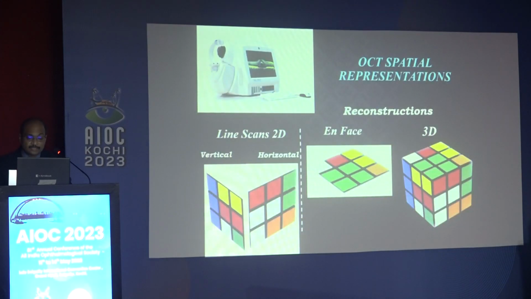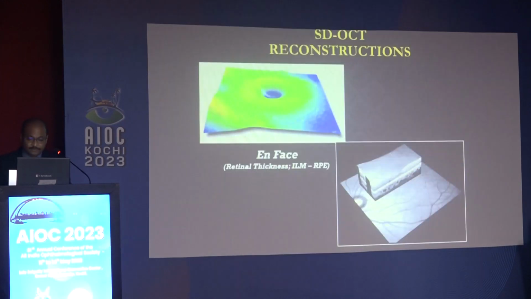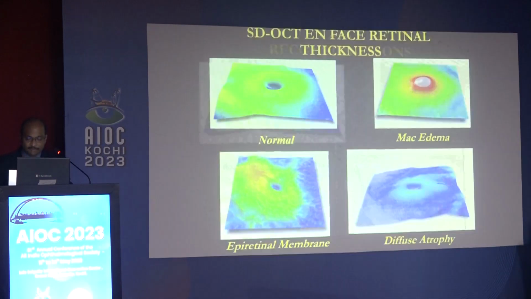So these are spatial representations. Line scans, the routine ones that we get, are like the two faces of your Rubik's cube, vertical and horizontal. The en face is like the top of the Rubik's cube. And put everything together and you get a 3D image of the Rubik's cube as such. So these are representations. This is the surface of the retinal thickness ILM map, and this is how a normal map should look. Macular edema is where there's a swollen blister in the middle and it's color coded, so you see red and white on top.